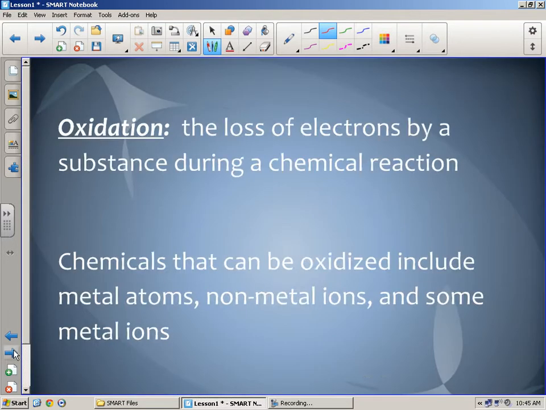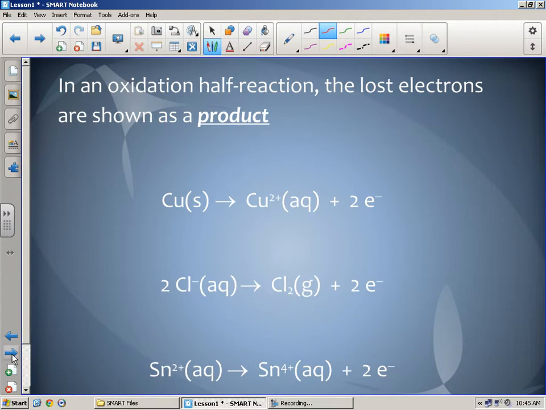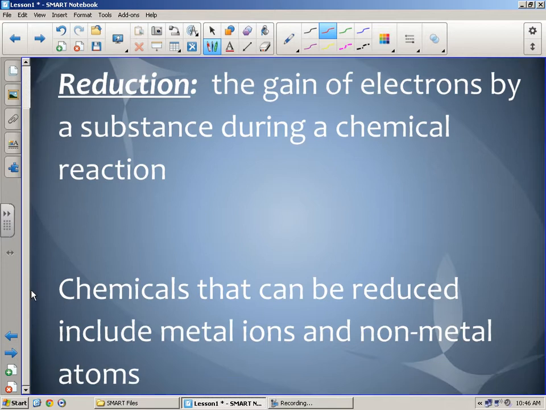And you can think about that in terms of charges as well. If you look at sodium here, this is the oxidation half reaction. Sodium becomes a sodium 1 plus and 1 electron. So it is losing electrons, sodium is being oxidized. It's going from a 0 charge to a 1 plus charge. So it's being oxidized.